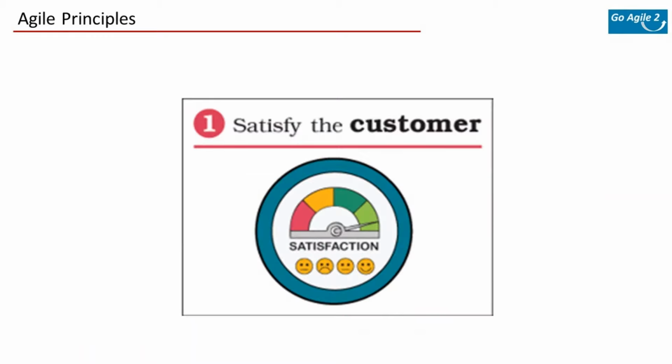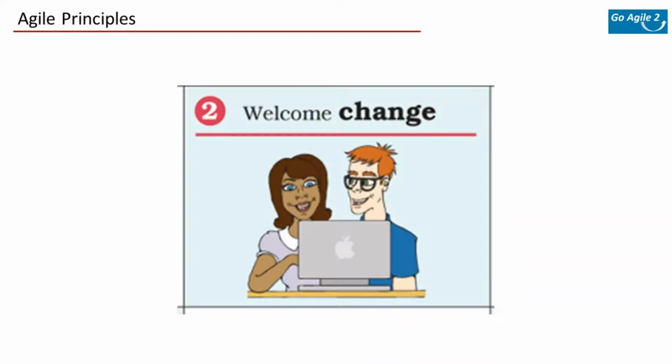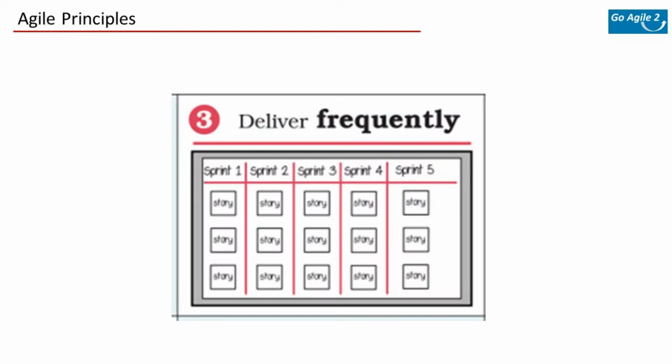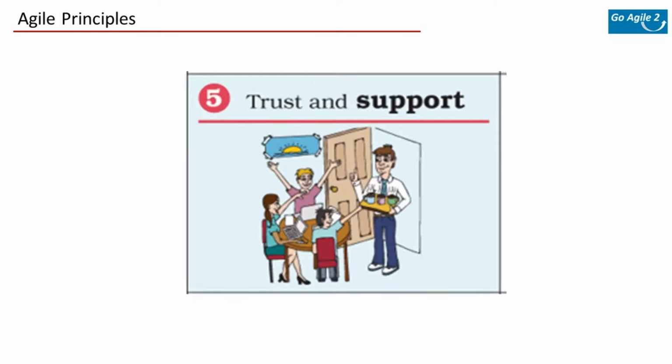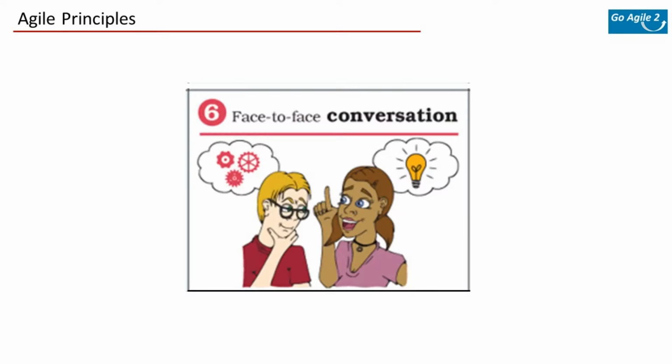Quickly, the 12 principles are: our highest priority is to satisfy the customer through early and continuous delivery of valuable software. Welcome changing requirements, even late in the development cycle. Deliver working software frequently, from a couple of weeks to a couple of months, with a preference to the shorter time scale. Business people and developers must work together daily throughout the project. Build projects around motivated individuals, give them the environment and support they need, and trust them to get the job done. The most efficient and effective method of conveying information to and within a development team is face-to-face conversation.